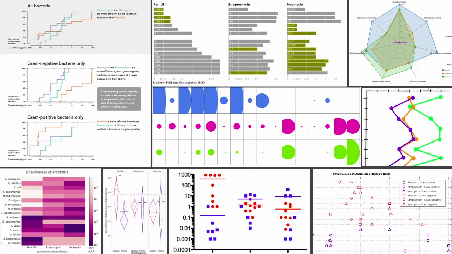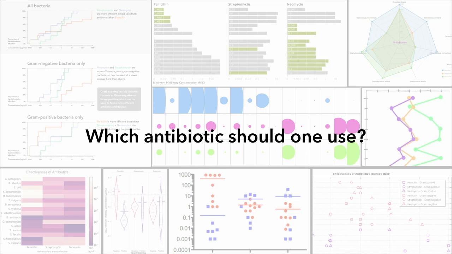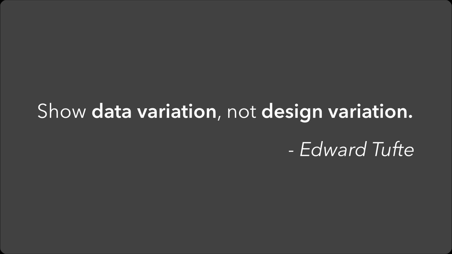And already you can see the great variety in designs that they explore. So that's at first really interesting. But one thing that pops out as you start to dig in and inspect these graphics is that while they have lots of design variation, they're actually all addressing the exact same question: which antibiotic should one use? And this fixation on one question reminds me of one of my favorite maxims from the visualization expert Edward Tufte, who advises us to show data variation, not just design variation.